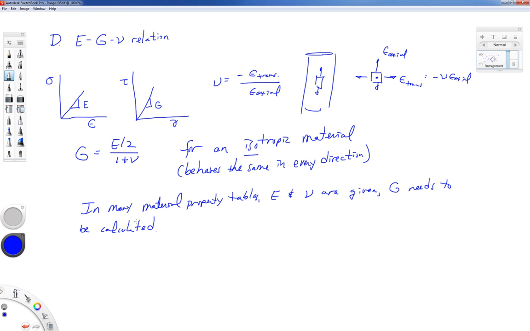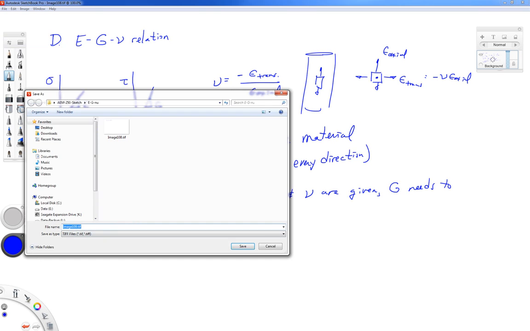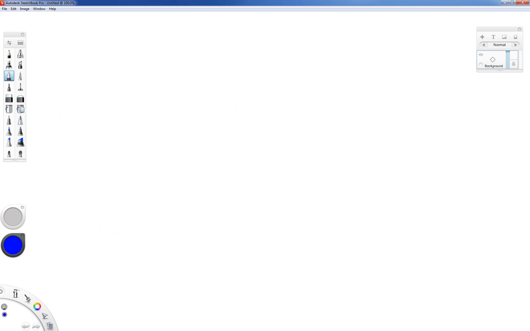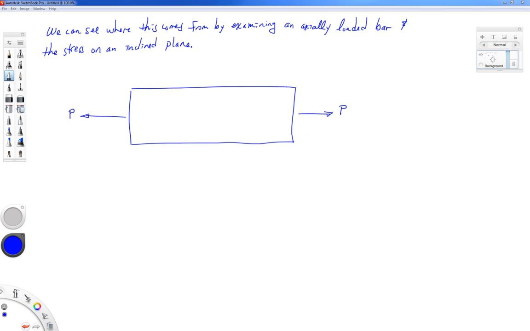All right, so let's see where we can get this. And it's kind of a neat application of stresses on an inclined plane, which we talked about not too long ago. Let me clear off a new page. And so I have my axially loaded bar, and I'm going to draw a square on the surface of this bar. Let me put it in a different color.